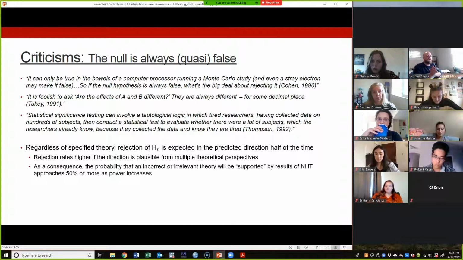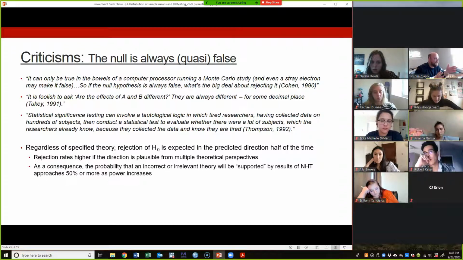So again, Meehl talks about this a little bit. Regardless of the theory, rejection of the null hypothesis is expected in prediction half of the time, right? I can come up with whatever nonsense theory that I want, right? And if there's always going to be a difference, if group A and group B are never identical, just at random, half the time B is going to be bigger than A, half the time A is going to be bigger than B.